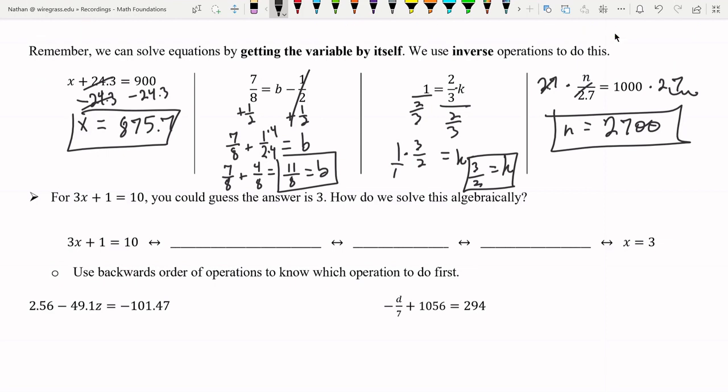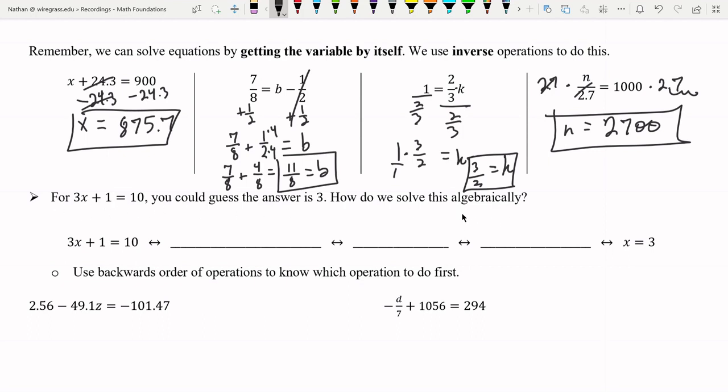So these are what are called single step equations, where there's only one thing you have to do to get the variable by itself. We can also solve for general, but here we're only going to be looking at two-step equations, which is where we have to do two things to get the variable by itself. Now, if 3x plus 1 equals 10, then we can guess this, right? 3 times 3 is 9 plus 1 equals 10. So x is 3. That solves this equation.